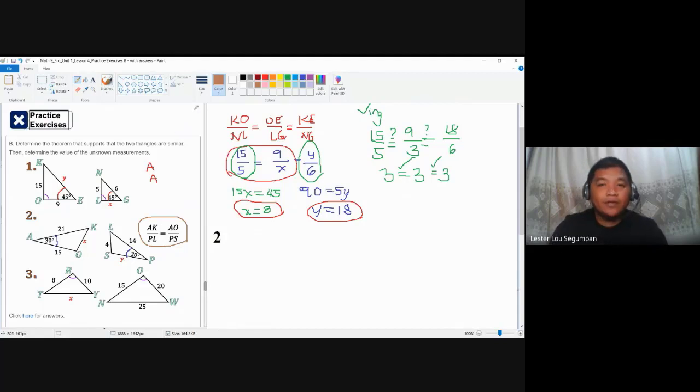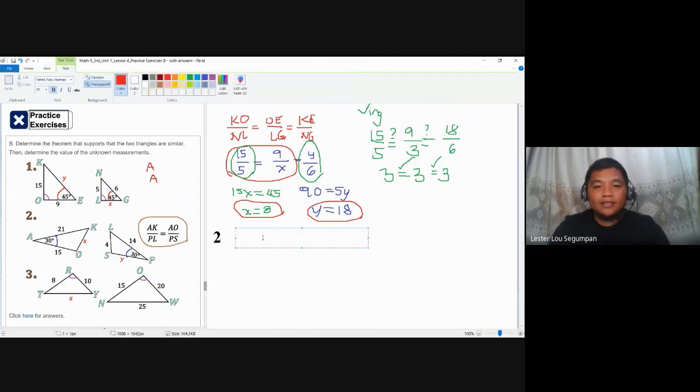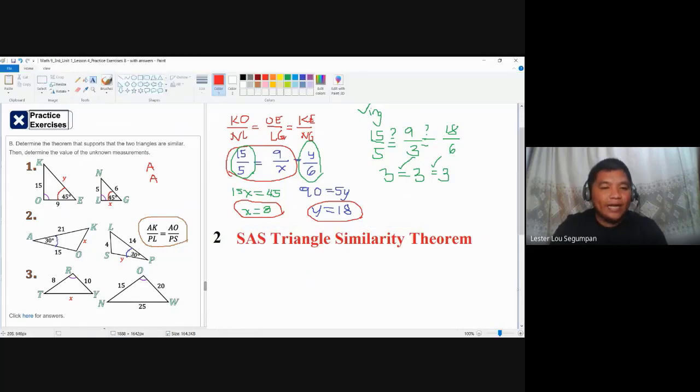This is actually covered by the two pairs of sides and included angle, SAS, triangle similarity theorem. How did we know? Again, we have this angle here, and these angles are actually included angles of AK, PL, AO, PS. So we have the SAS triangle similarity theorem.